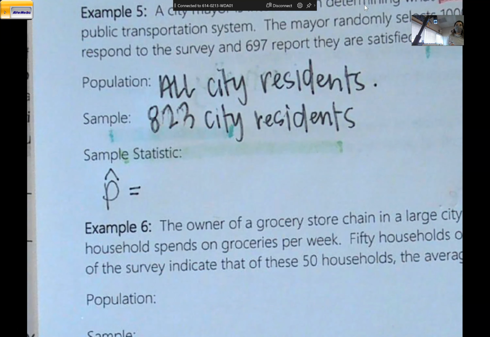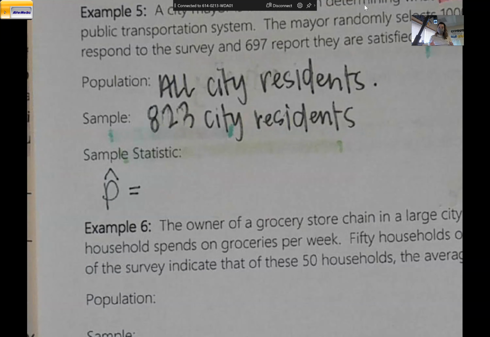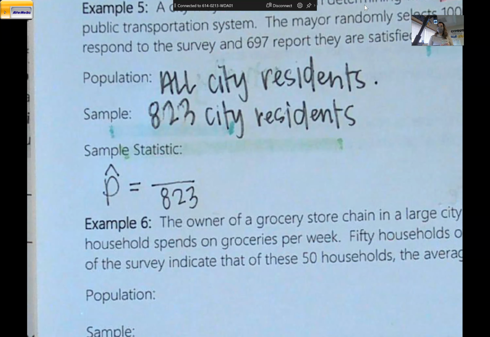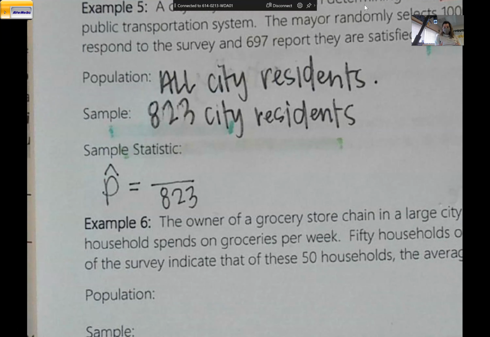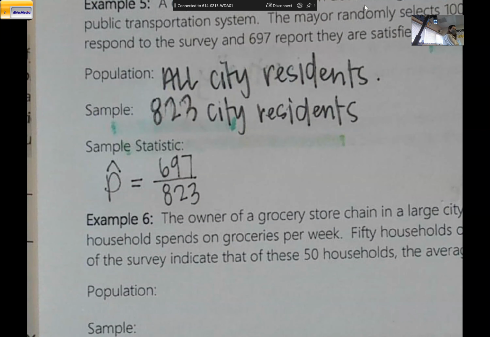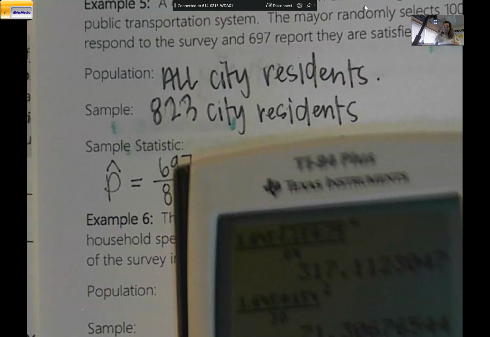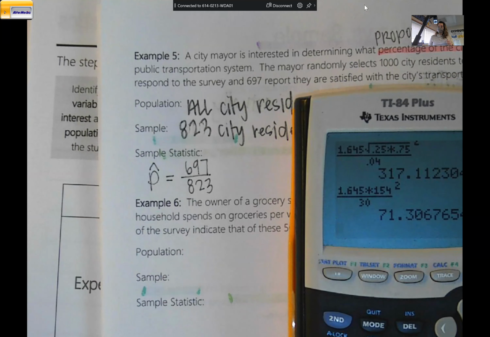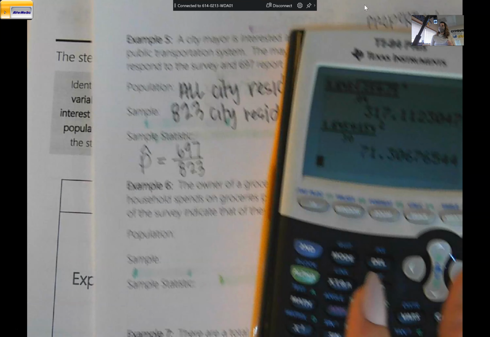And we can actually calculate the sample statistic. So, out of 823 respondents, 697 said that they were satisfied. So in your quiz, I think you can leave it as a fraction, but let's change ours to a decimal just in case we need to.